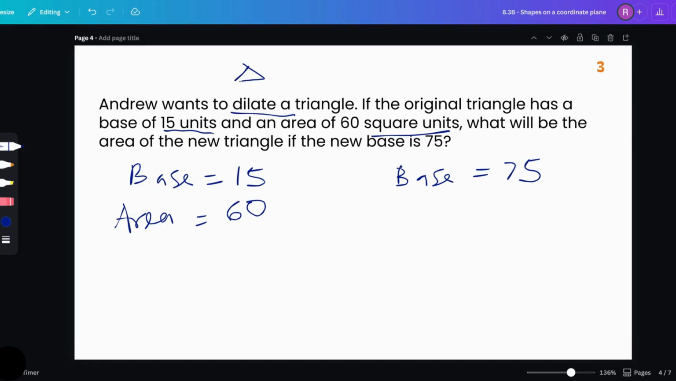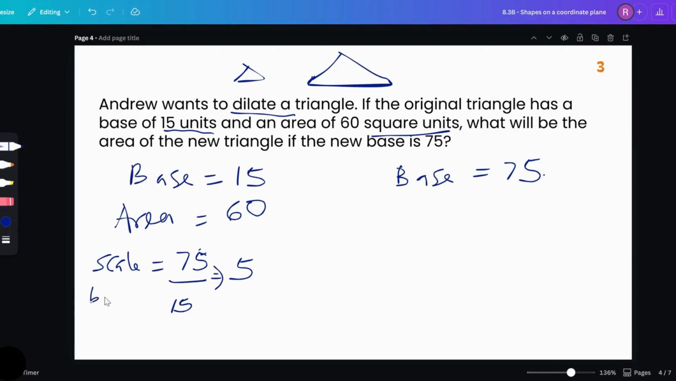Once we dilate the triangle, we have the same shape but a different size. It is either bigger or smaller, but here we can see that the dilated triangle becomes bigger. So now let's find the scale factor. The scale factor will be the base of the bigger triangle, which is 75, over the base of the smaller triangle, and this will give 5. So the scale factor of the base is 5.